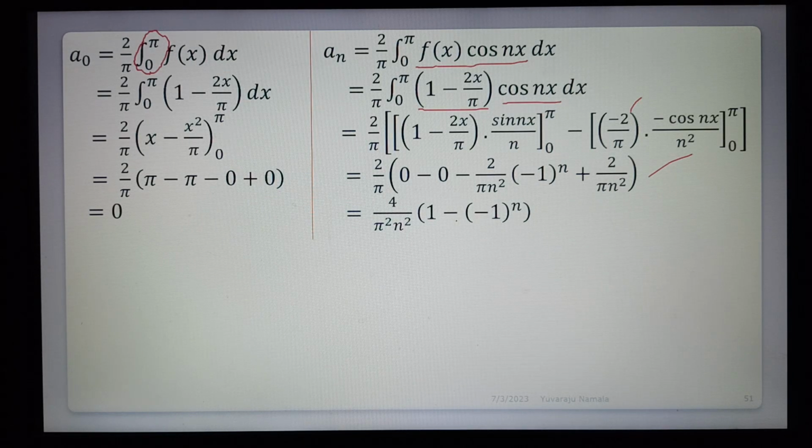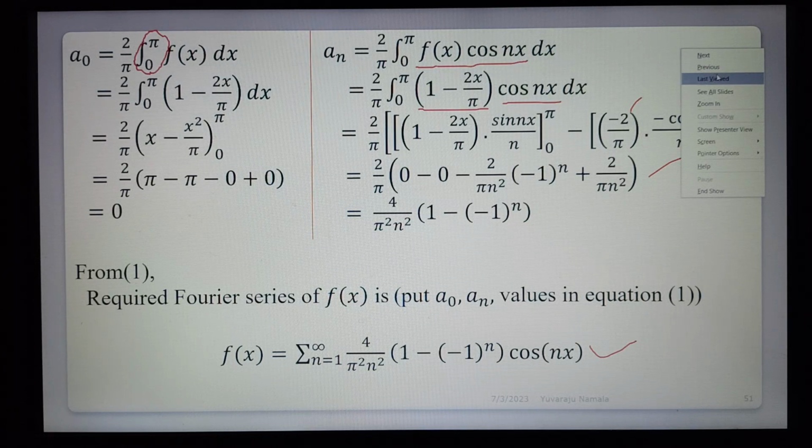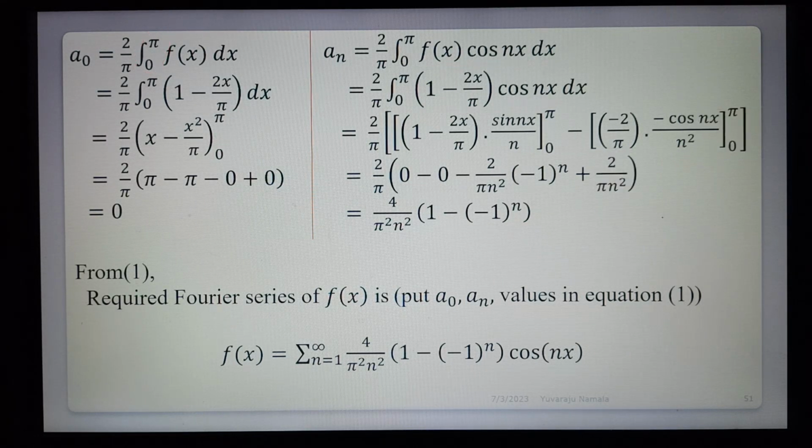This is the an value. Substituting a naught and an in the given series, that is the required Fourier series expansion: f of x is equal to summation n is equal to 1 to infinity of 4 by pi square n square into 1 minus 1 power n into cos nx. So this is the required Fourier series.